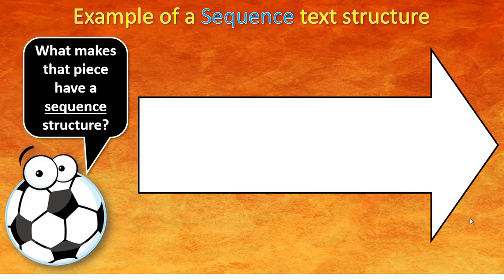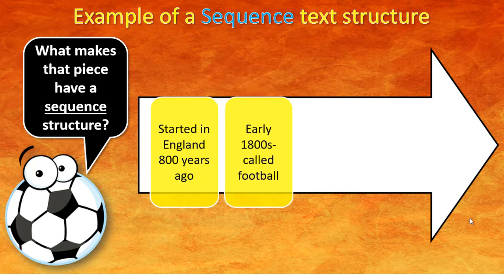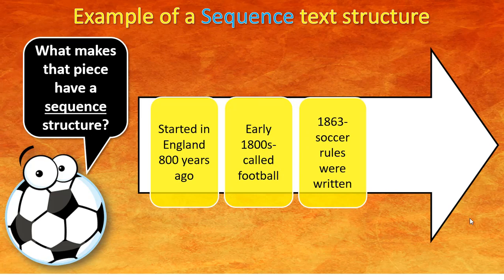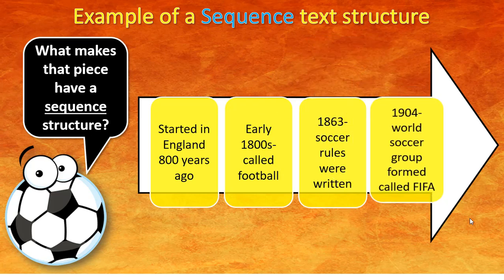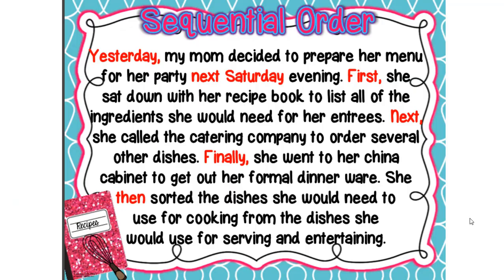So, what makes that piece have sequence or structure? Well, we saw some dates and some numbers. Started in England 800 years ago. In the early 1800s, they called it football. Then in 1863, soccer rules were written. And finally, in 1904, the World Soccer Group was formed, FIFA. So this is a sequential text structure on the events of how soccer began and what we see today.